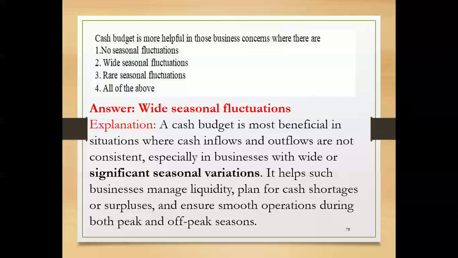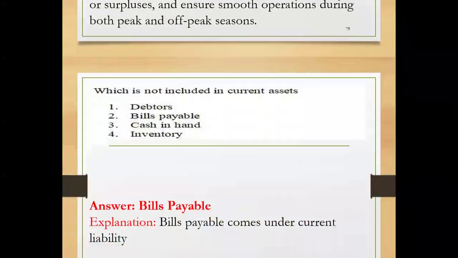Cash budget is more helpful in business concerns where there are no seasonal fluctuations, wide seasonal fluctuations, rare seasonal fluctuations, or all of the above. Wide seasonal fluctuations. It helps a business manage liquidity, plan for cash shortages or surpluses, and ensure smooth operation during both peak and off-peak seasons.